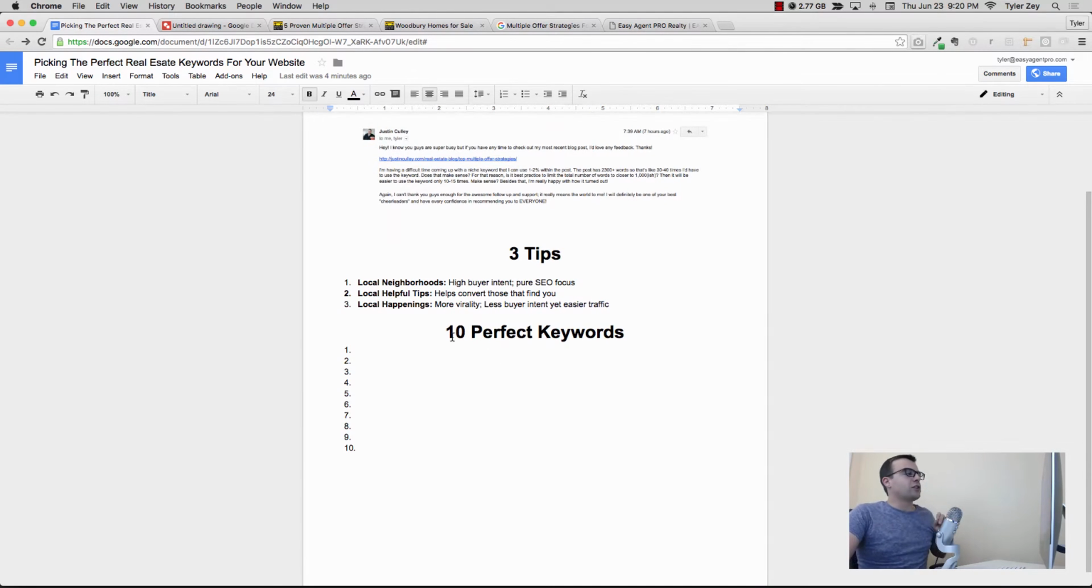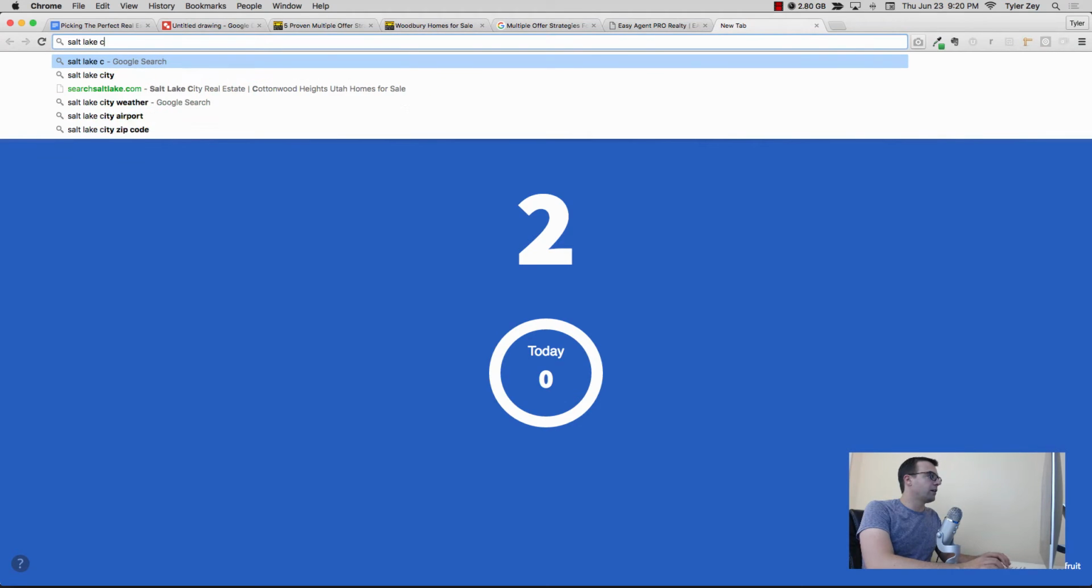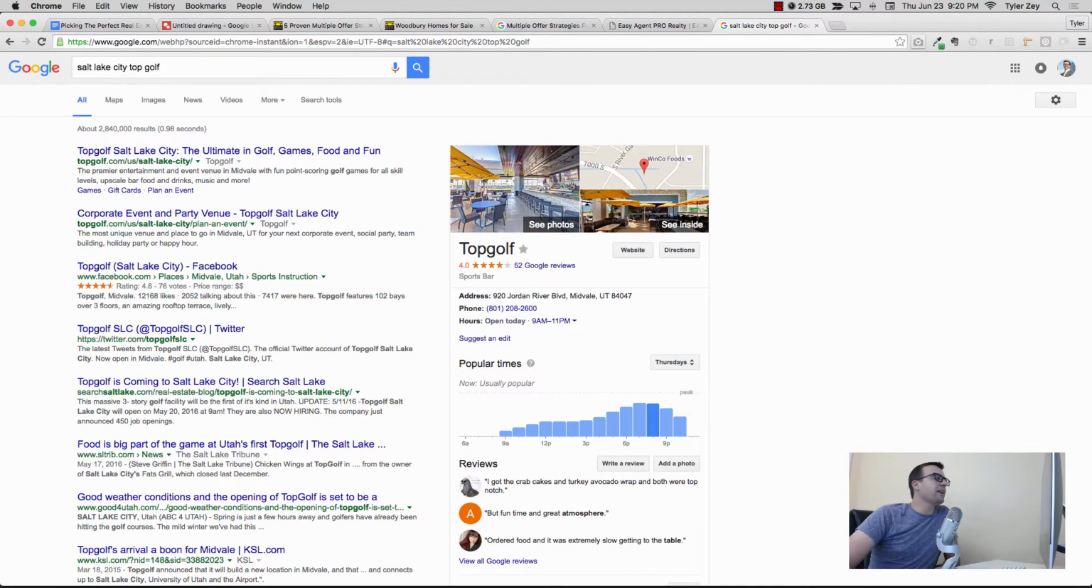So in terms of the 10 perfect keywords, one thing that I'd really like to point out is this thing. I just learned about this yesterday. Salt Lake City. One thing that you can do to really arbitrage the growth of your business is to think slightly adjacent to the box, right? You don't want to go out in left field because you won't get any business.